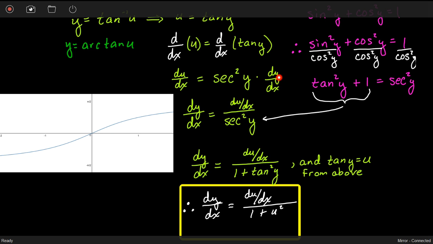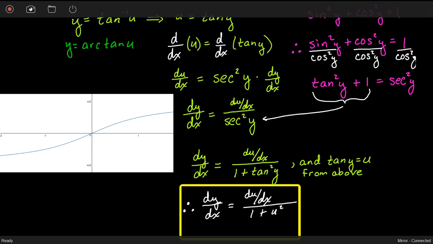We are now going to solve for dy dx by moving secant squared over to the other side, and you move it to the other side by dividing it. So that will give us dy dx equals du dx divided by secant squared of y.